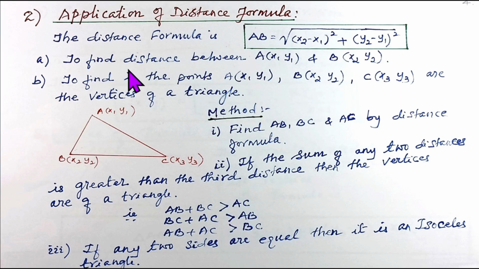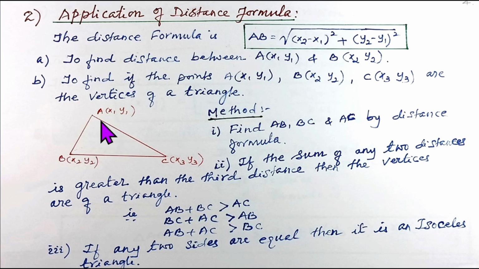Now the distance formula can be used to find the distance between two coordinate points, that is A (x1, y1) and B (x2, y2), using this formula. And also we can find if the points A (x1, y1), B (x2, y2), C (x3, y3) are the vertices of a triangle. That means if they are given to us in a coordinate plane, then we can find out whether these coordinates are the vertices of any triangle. Now the procedure is find AB, find BC, find AC by the distance formula.